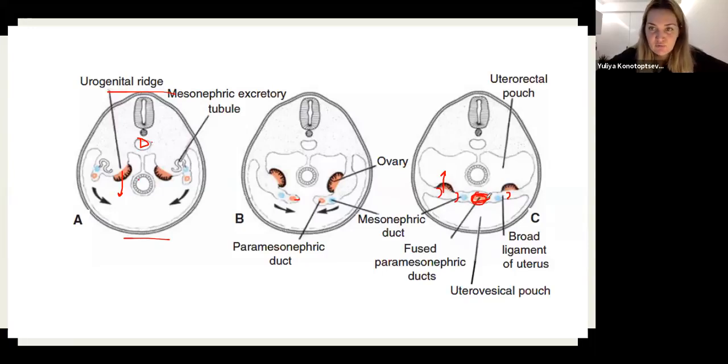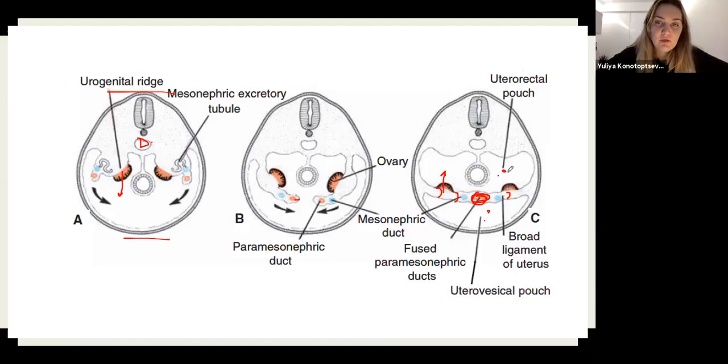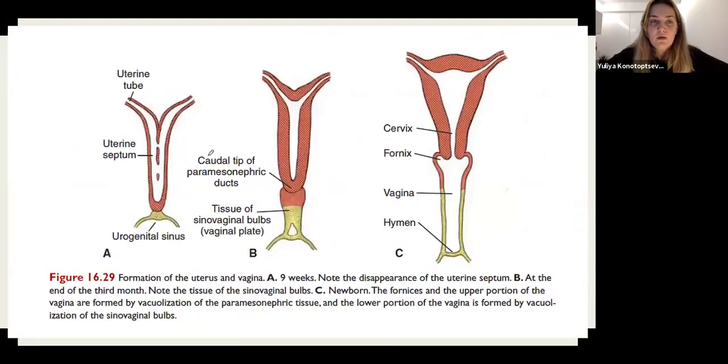Thanks to the urogenital ridge, thanks to the fusion of the 2 paramesonephric ducts, the cavity is now divided into 2, right? So there's one cavity here and there's one cavity here. So the uterovesical pouch and the uterorectal pouch. The uterorectal pouch is also known as the Douglas pouch. Okay, so it will also be the pouch of Douglas. So everything is because of the paramesonephric ducts. So you can see that here are the paramesonephric ducts and they are fusing together, right? And they're creating one uterus.